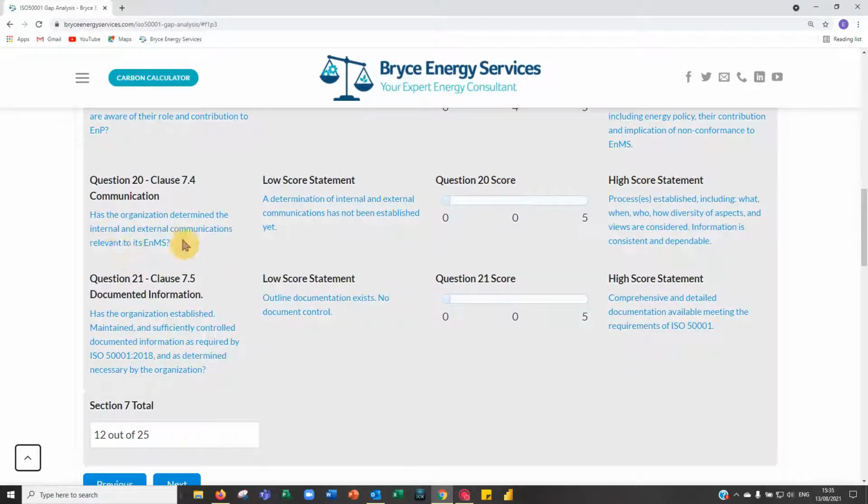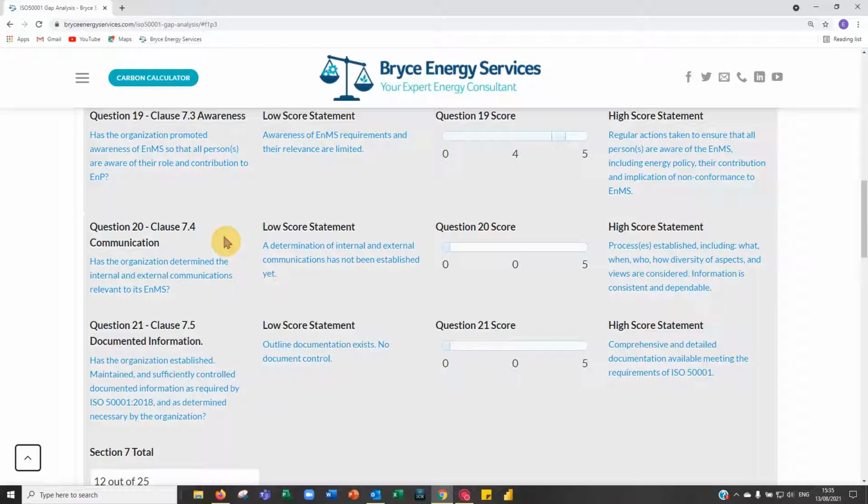Communication. How has the organization determined the internal and external communications? So very similar to awareness, communication plans. How was it communicated, particularly to those that may not be directly involved in the system? And also internal and external. Key thing there in the high score statement, information is consistent and dependable. So if you're creating reporting, which could be technical, it needs to be consistent across the organization. It needs to be clear and readily understood.